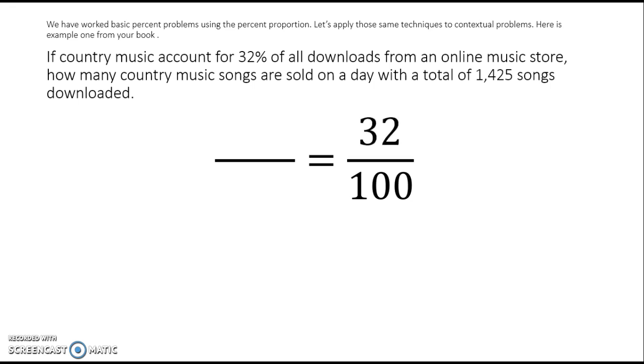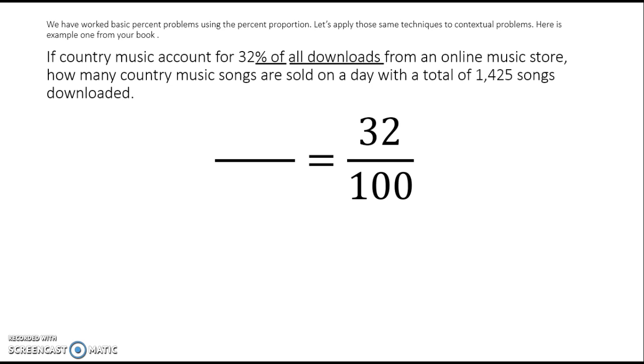If country music accounts for 32% of all downloads from an online music store, how many country music songs are sold on a day with a total of 1,425 songs downloaded? Well, we see that this is a percent problem, so we know we're going to set up our percent proportion. The 32% always goes over 100. Now let's find our phrase percent of. There it is. What is this a percent of? It's the percent of all downloads, but that's not a number.